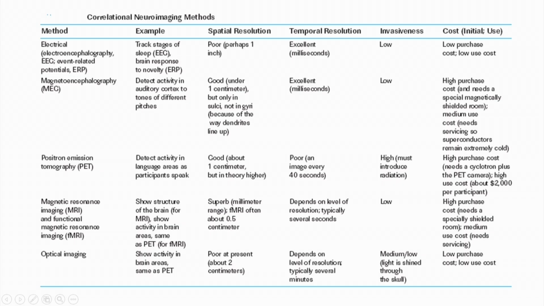The spatial resolution at present is very poor, and the temporal resolution depends on the level of resolution, but it takes several minutes to form an image. The invasiveness is generally medium to low, as lasers are focused onto your brain. So, it has some level of invasiveness, but not too high. The cost of purchase is very low, but the temporal and spatial resolution is not appropriate. One of the examples is fMRI, which is a functional optical imaging suite available these days.